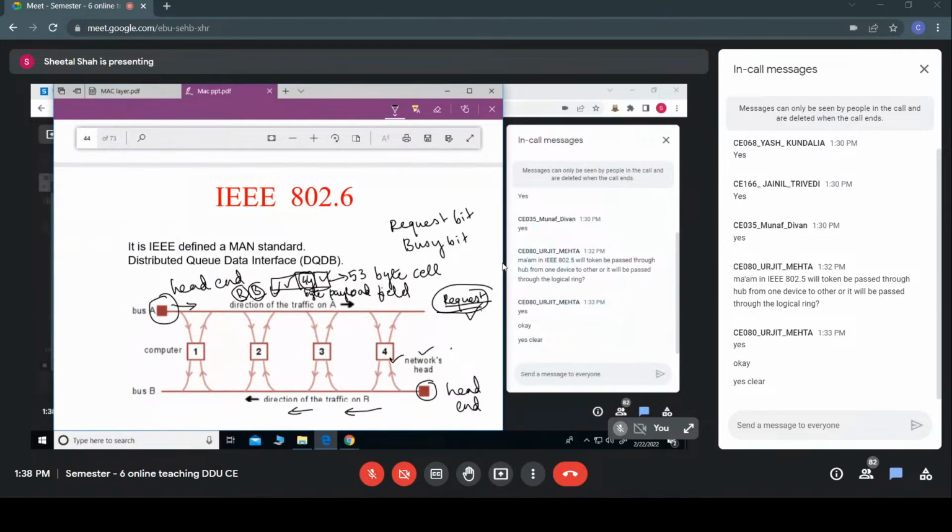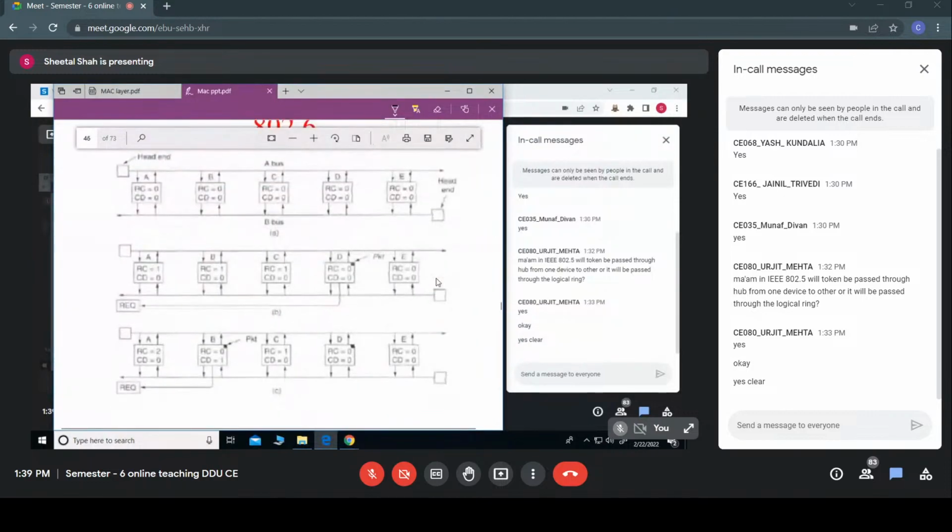Are you getting this? Once they use the station, once they put their data onto the payload field of this cell, they will again, on the same bus for the other frame, set this busy bit, which indicates that the frame has been provided into the payload field of this bus. Okay, so we'll see how it works.